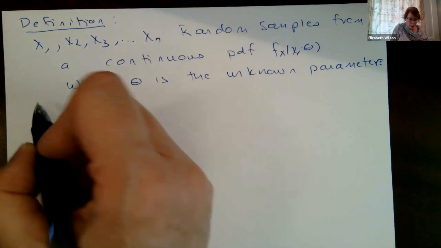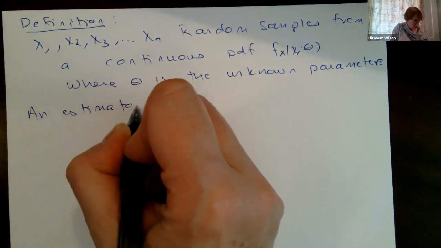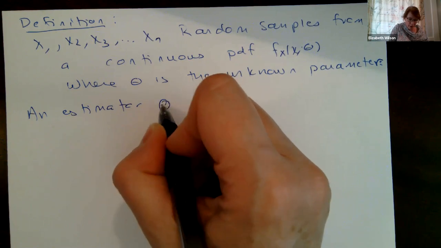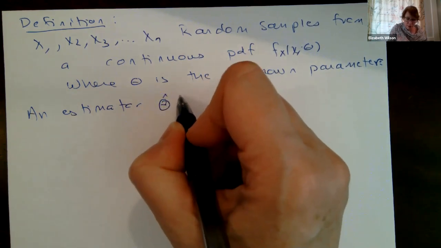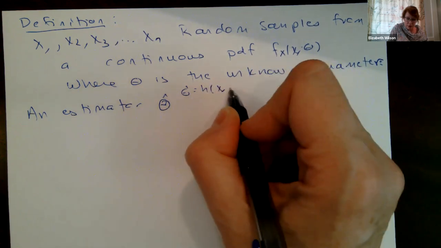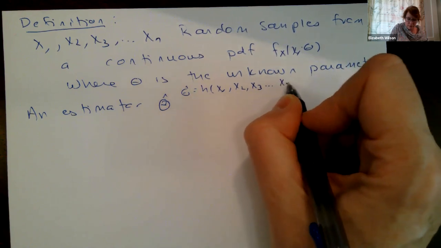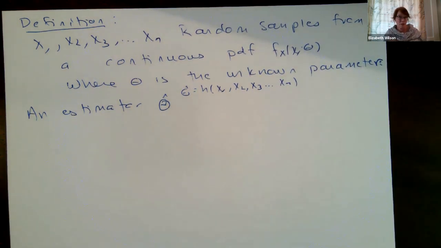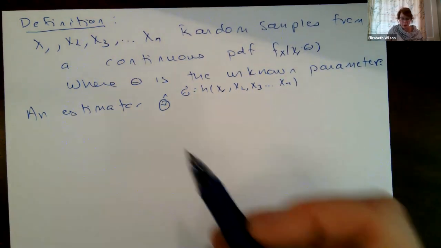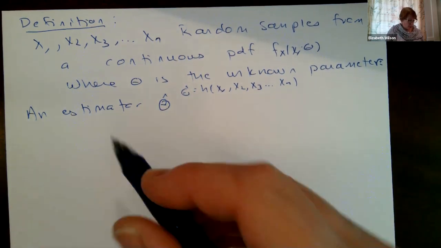Okay, so we're going to say an estimator, theta hat, and remember theta hat is a function of all of these samples. Remember, we did our likelihood function and we figured out what the maximum likelihood estimate is for this. So theta hat is a function of our samples.